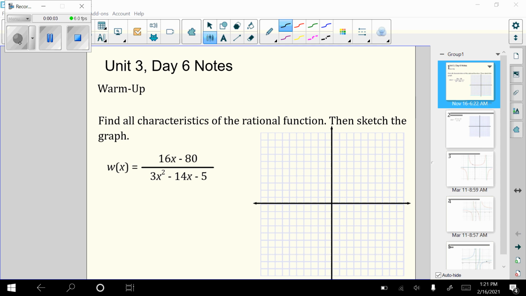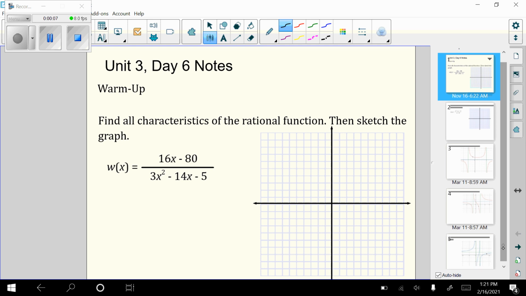Okay, Unit 3, Day 6. We're nearing the end of Unit 3 already. Okay, so we're going to find the characteristics of the rational function, and then we're going to sketch it.